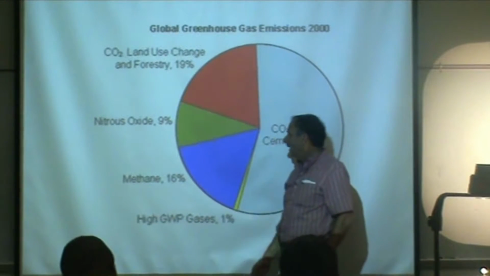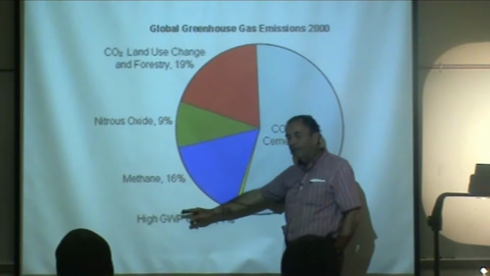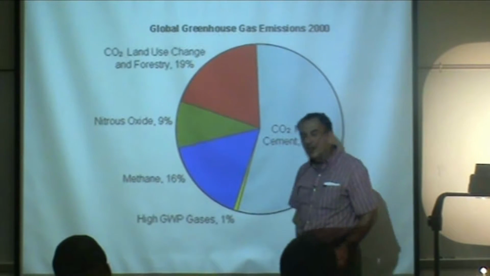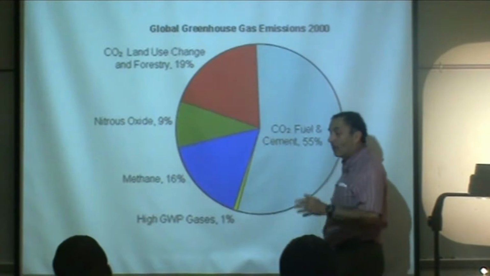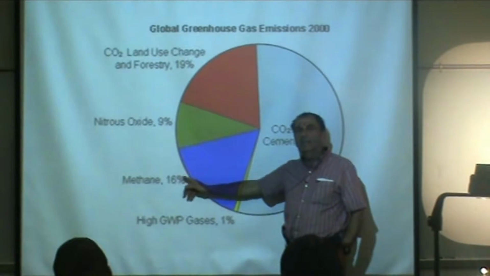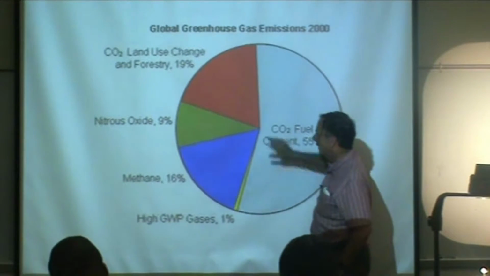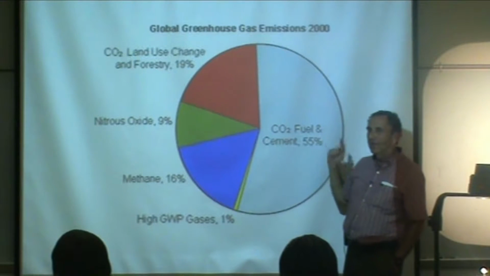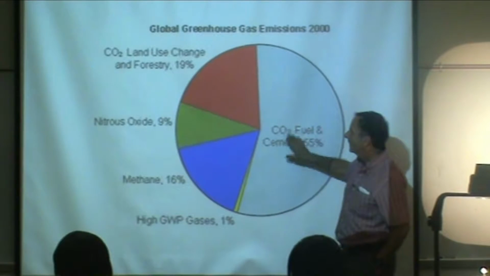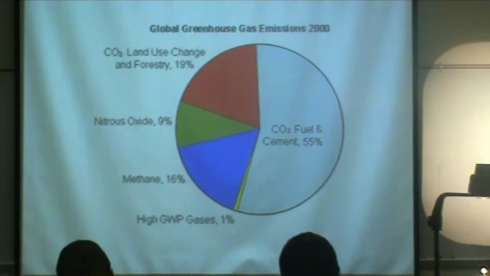We also have high GWP gases at around 1%, and I'll explain. GWP stands for global warming potential, and I have a whole list of them and the global warming potential of all of them, but I'll explain that too in a few minutes. Today, though, we're mainly talking about methane. Methane makes up about 16% of the greenhouse gases. Yet, it is very potent. It is 22 times more potent than carbon dioxide, okay? Now, let me show you, first of all, where much of these gases come from.